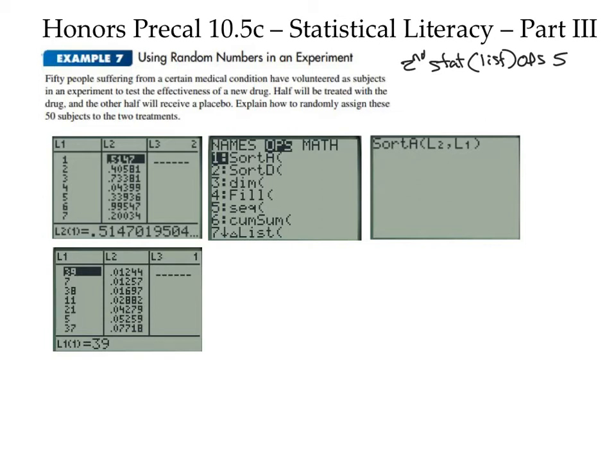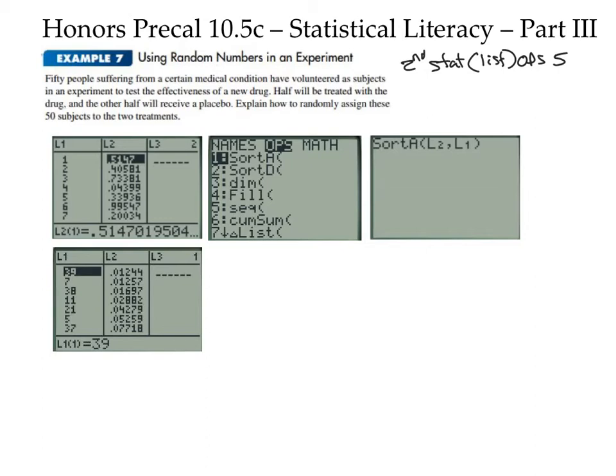So now I can go back to the problem. If I took the 50 patients and I gave them each a number 1 through 50, the ones that show up in list 1 in the first 25, so patients 39, 7, 38, 11, 21, etc., might be assigned to the group that's getting the actual drug, and the last 25 numbers in the list, down at the bottom, would be getting the placebo. And so that's a perfectly good way to randomize the two lists.